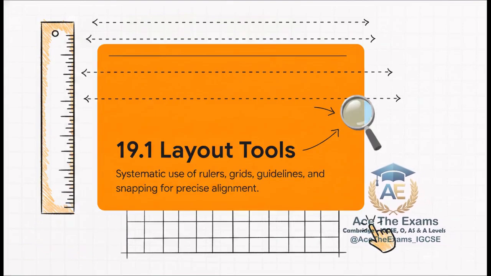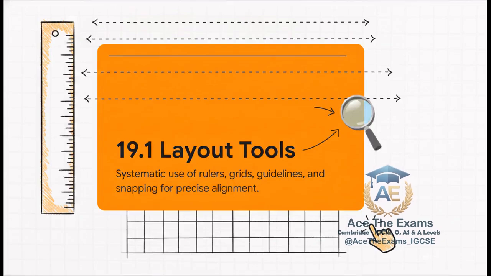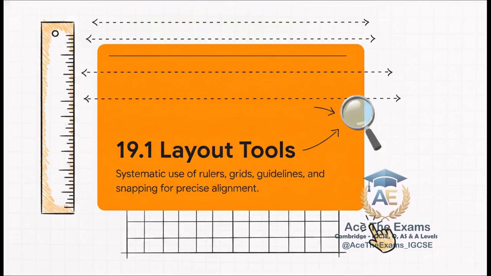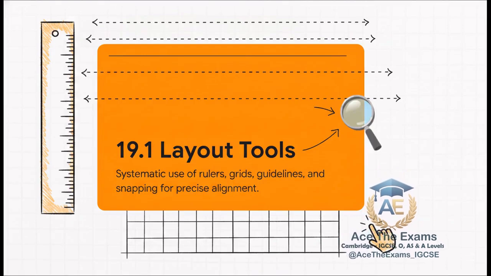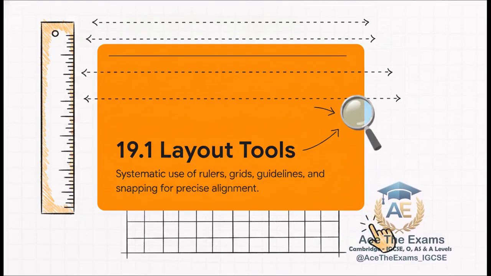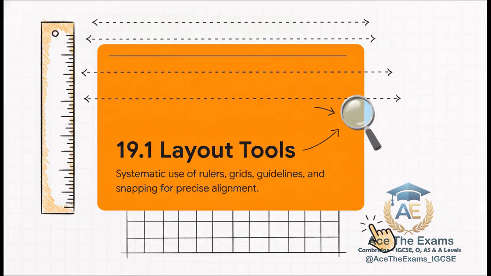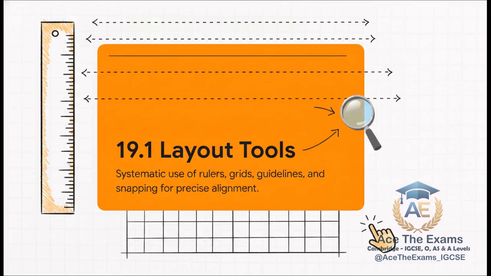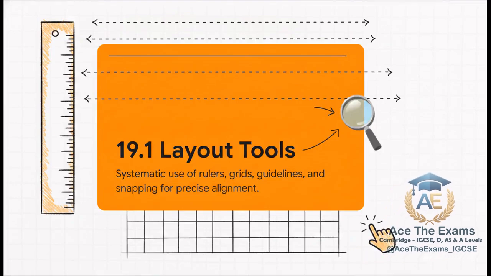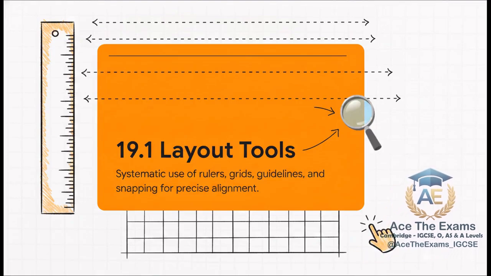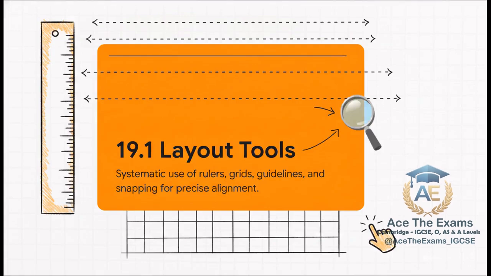Okay, so let's define our terms. Topic 19.1, Layout Tools, is strictly defined as the systematic use of rulers, grids, guidelines, and snapping to ensure precise alignment and professional presentation. You hear that word, systematic? That is the magic word. That is what separates a top-tier student from someone like Alex who just drops visual elements onto a page and hopes for the best. It's not random.